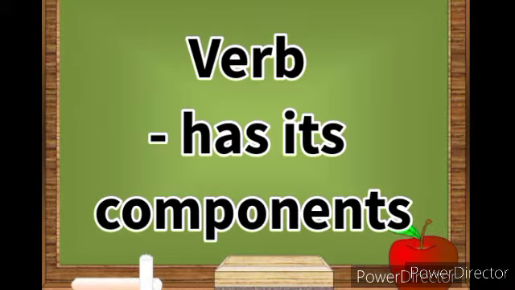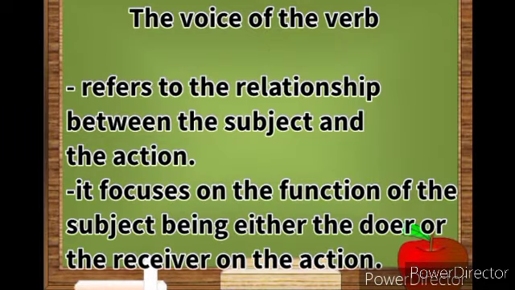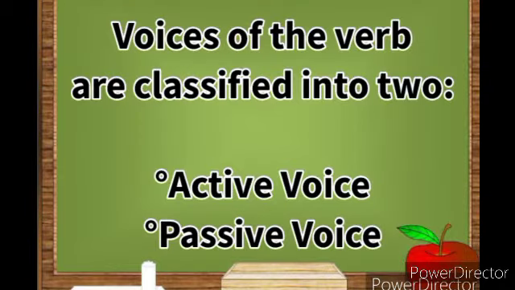So, the verb has its components. These are the voice, aspect, and the mood. Let's go on to the voice of the verb. The voice of the verb refers to the relationship between the subject and the action. It focuses on the function of the subject being either the doer or the receiver of the action. The voices of the verb are classified into two. These are the active voice and the passive voice.